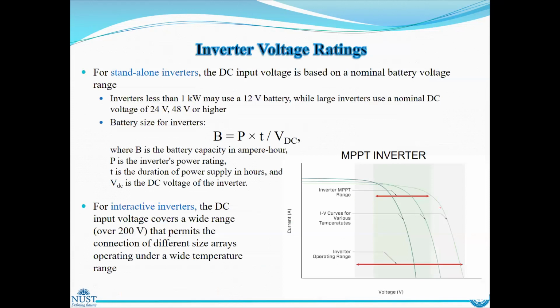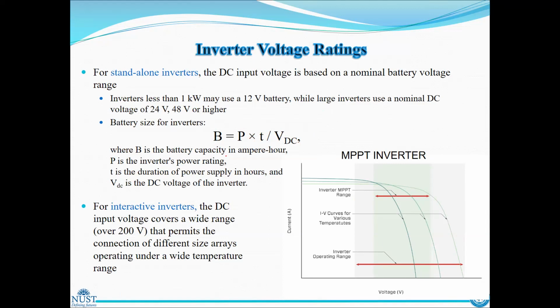So for standalone, we can size the battery according to the power requirements of the inverter. You can see here a simple relation that gives the battery capacity depending on power requirement, time for which we need the supply, and the DC voltage of the battery, or the DC input of the inverter. So if we have the battery capacity, you can finally choose the inverter ranges.